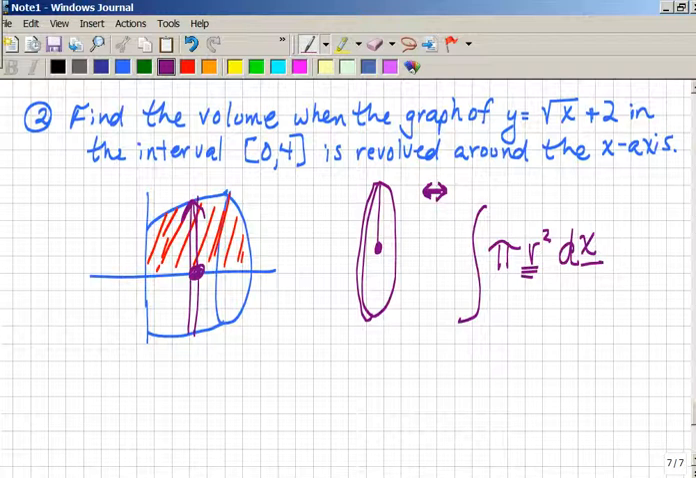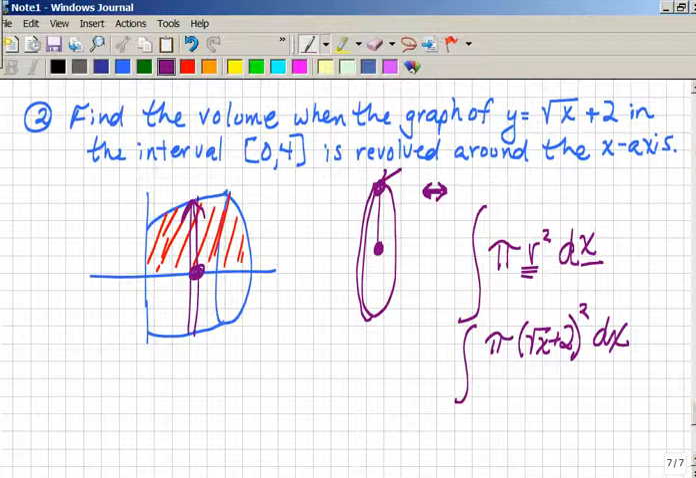Now we have to figure out what r is. Well, r is the distance from the axis to the outer edge of the original area. And what is it hitting up there? Well, it's hitting the curve. And the curve is the square root of x plus 2. So let's fill that in. The square root of x plus 2, squared, because it's the radius squared, dx.